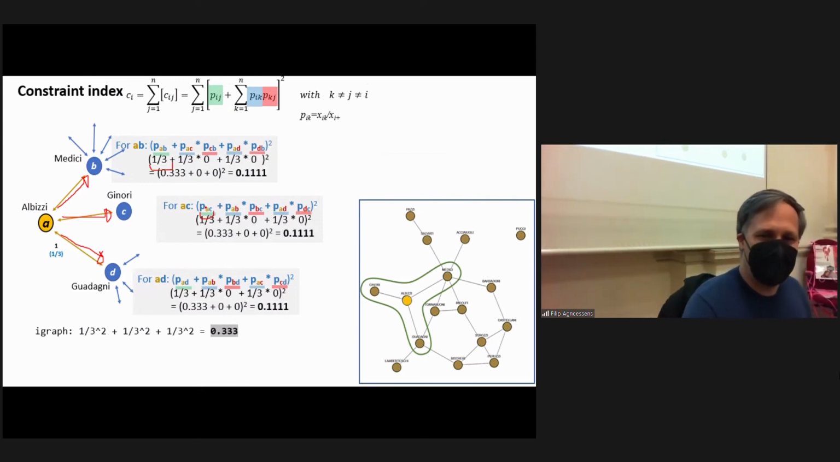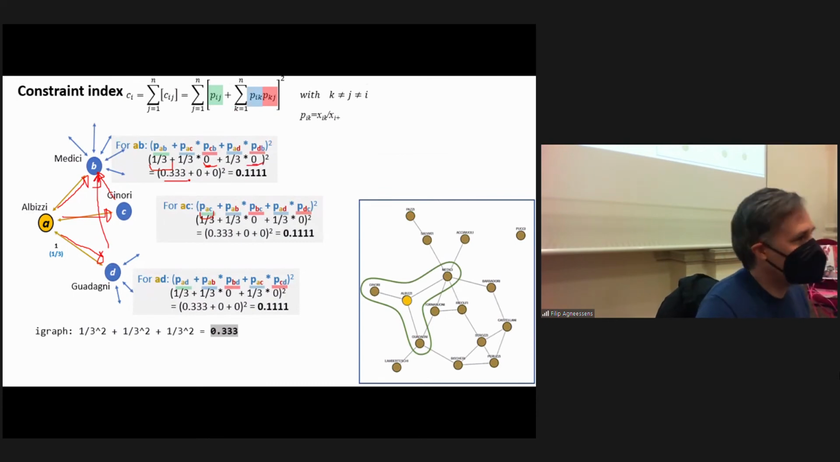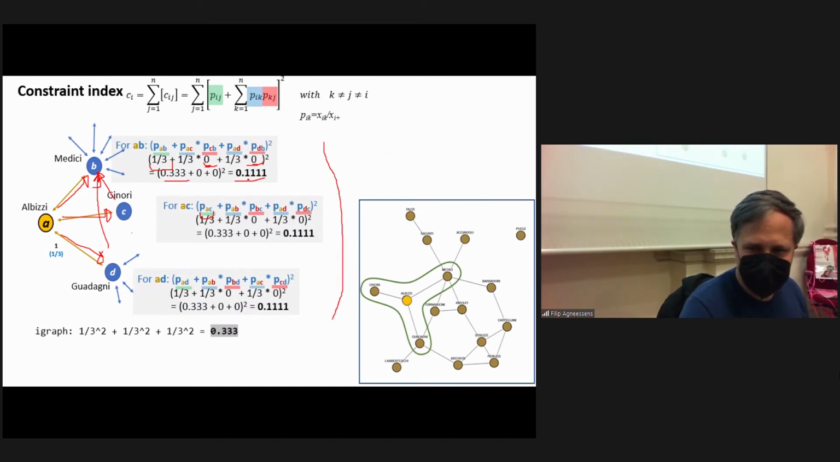Now there are no connections between the alters, so it's 1/3 times 0. If I look here, this is the time that C spends on D. There's nothing there. Time here is the time that D spends on B. There's nothing there. So that gives me 0 and 0. So just 1/3, the second power gives me 0.111. Same here, same here. I take the sum of that.